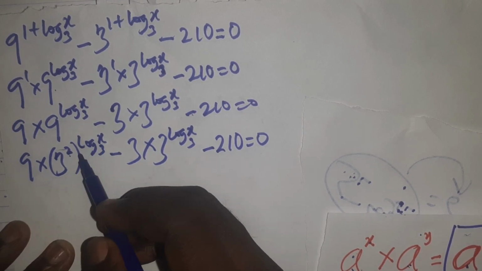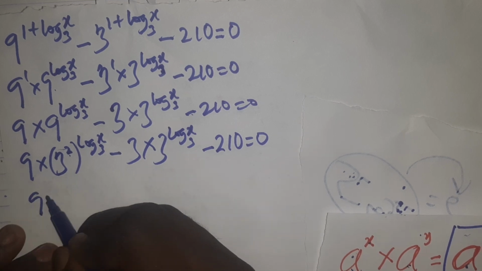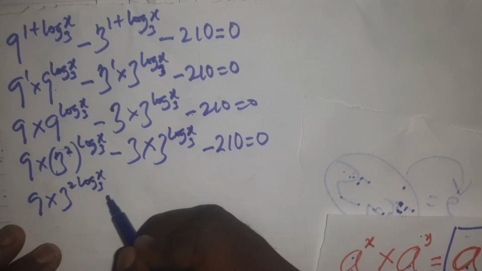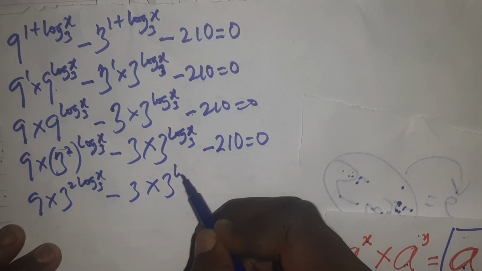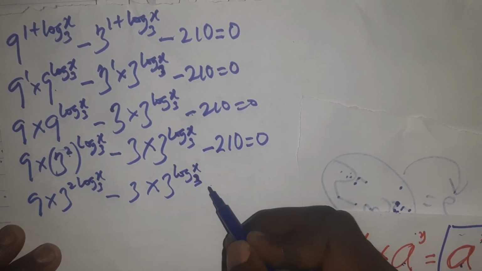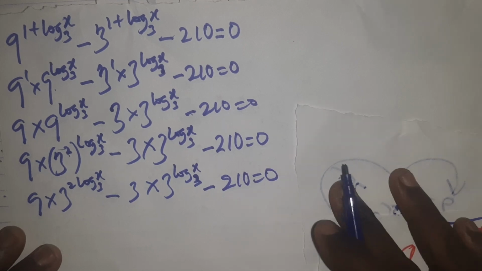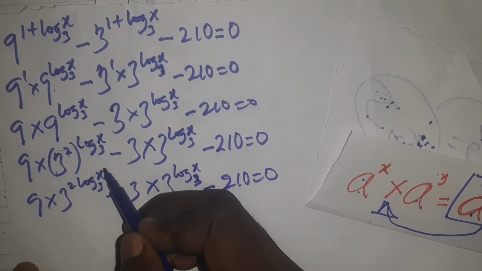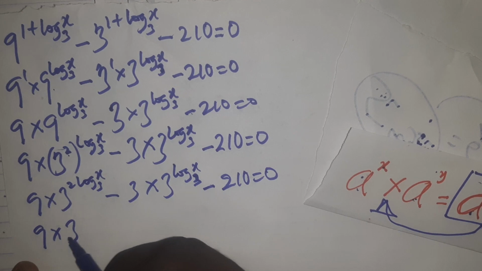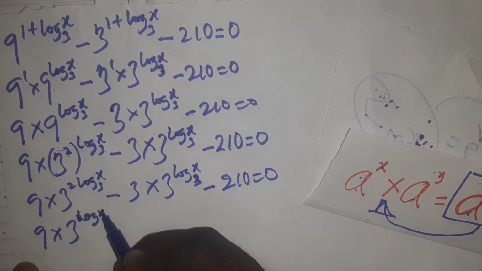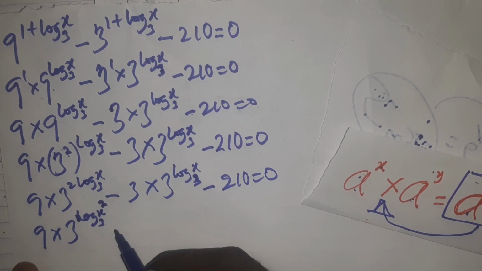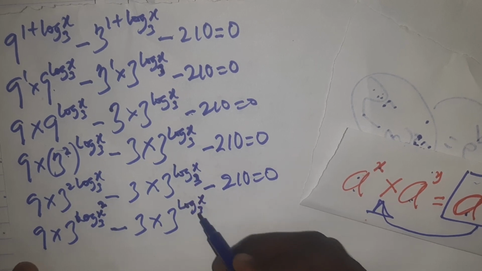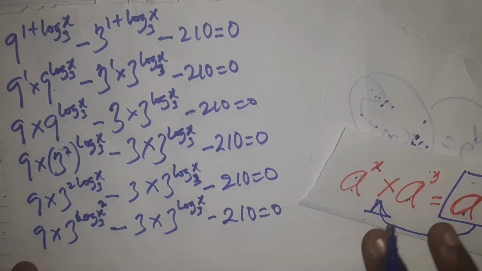2 times log x base 3 gives me 2 log x base 3. So I have 9 times 3 raised to power 2 log x base 3, minus 3 times 3 raised to power log x base 3, minus 210 equals 0. And of course, the 2 here can move over and become a power for x, becoming x squared. So I now have 9 times 3 raised to power log x squared base 3, minus 3 times 3 raised to power log x base 3, minus 210 equals 0.